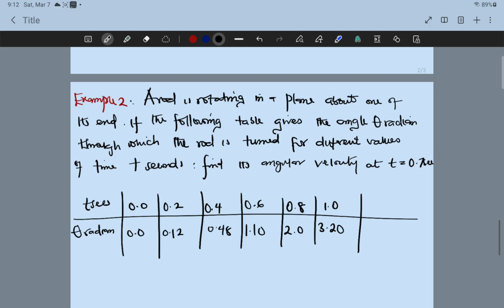All right, so let's look at the question. Very interesting question. It says a rod is rotating in a plane about one of its ends, right? And it says the following table gives the angle in radians through which the rod is turned for different values of time t in seconds. It says find its angular velocity at t equals 0.7. So I believe 0.7 is around this region.